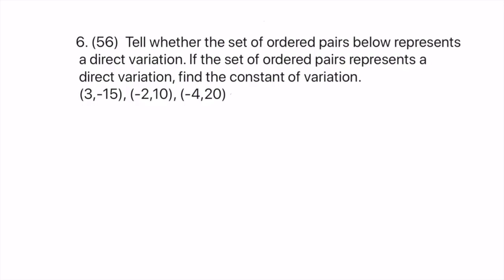Number 6 from lesson 56. Tell whether the set of ordered pair below represents a direct variation. If the set of ordered pair does represent a direct variation, find the constant of variation. So the easiest way to do this is to just plug everything into our direct variation equation, which is y equals kx, and see if we get the same thing for k on all of them.